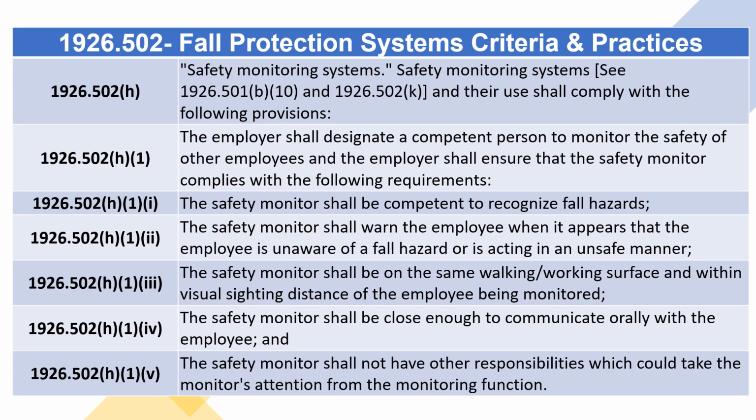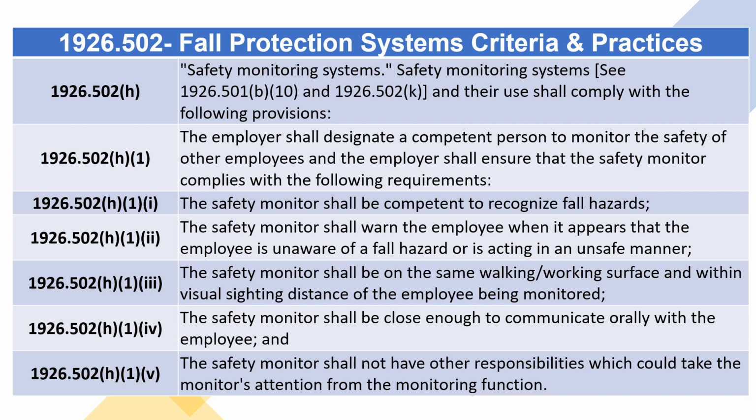1926.502(h) Safety monitoring systems. Safety monitoring systems, see 1926.501(b)(10) and 1926.502(k), and their use shall comply with the following provisions. 1926.502(h)(1) through (h)(1)(v). The employer shall designate a competent person to monitor the safety of other employees, and the employer shall ensure that the safety monitor complies with the following requirements. The safety monitor shall be competent to recognize fall hazards. The safety monitor shall warn the employee when it appears that the employee is unaware of a fall hazard or is acting in an unsafe manner.